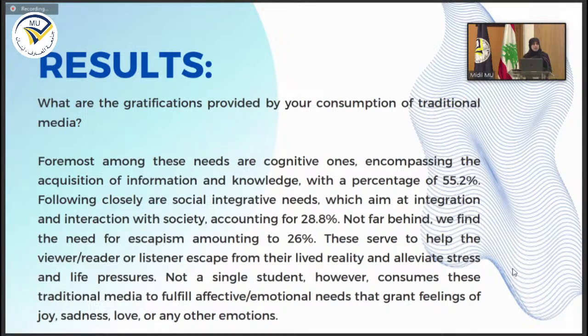The students are depending on this media. Foremost among these modes are cognitive ones, encompassing the acquisition of information and knowledge with a percentage of 55.2%. Following, the second gratification is social integrative needs with 28.8%. Not far behind, we find the need for escapism. Escapism is to get free, set free from our daily life pressures, with 26%. Not a single student, however, consumes these traditional media to fulfill affective or emotional needs.